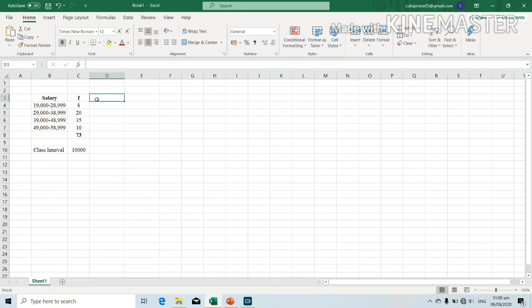First, kailangan mo munang kunin yung class mark or the midpoint. For salary, 19,000 to 28,999, yung kanyang midpoint or the average is 23,999.5. Since yung ating class interval is 10,000, dadagdagan lang natin siya ng 10,000. So, ito ay 33,999.5. Ito ay 43,999.5. And ito is 53,999.5.